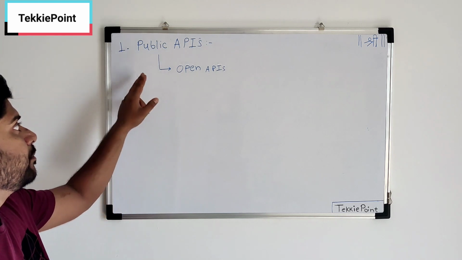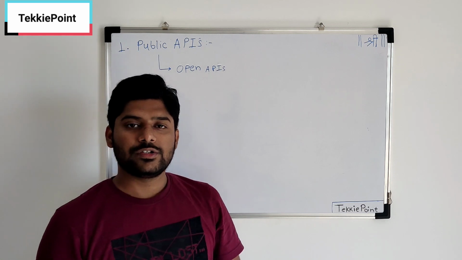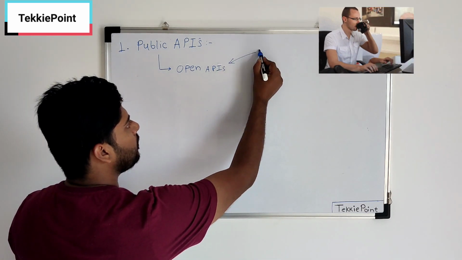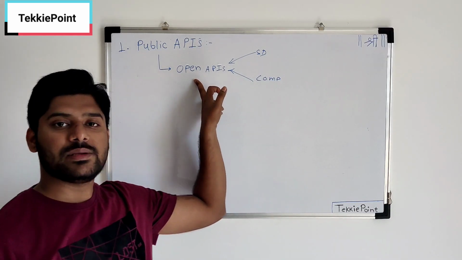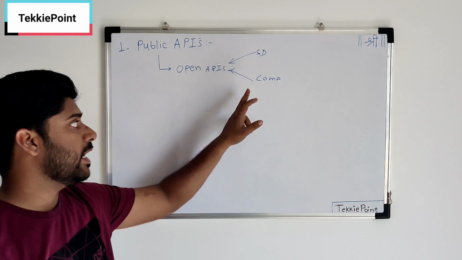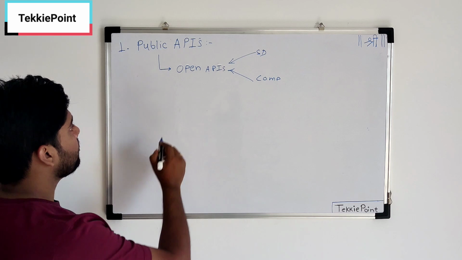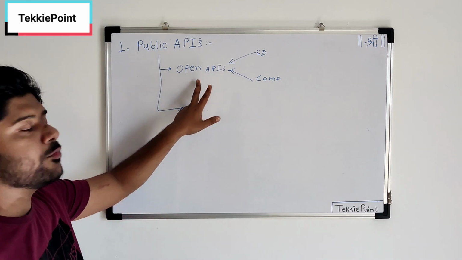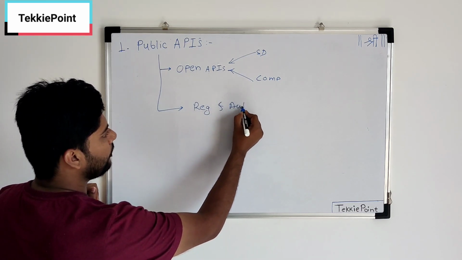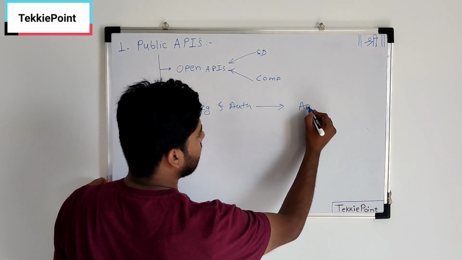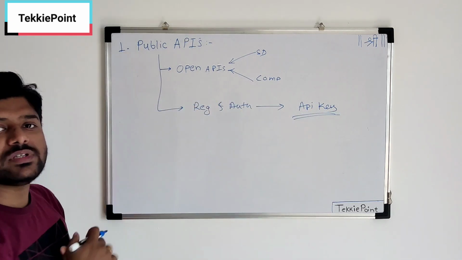Public APIs. Public APIs are open APIs. Those are available over the internet so that any software developer or any company can access these APIs and integrate these APIs within their application without any explicit approval from the API provider. Although these are open APIs, for some of the APIs we need registration and authentication to grab the API key. So by using this API key, we can access those APIs.